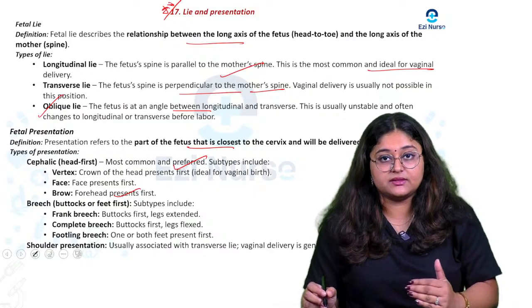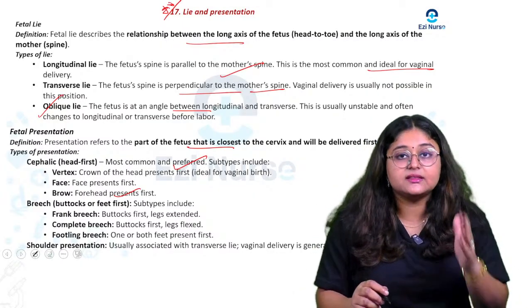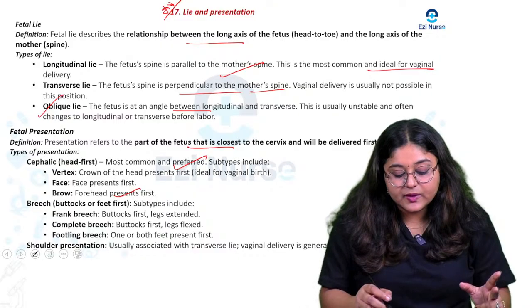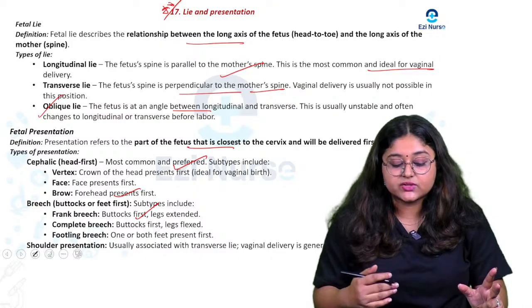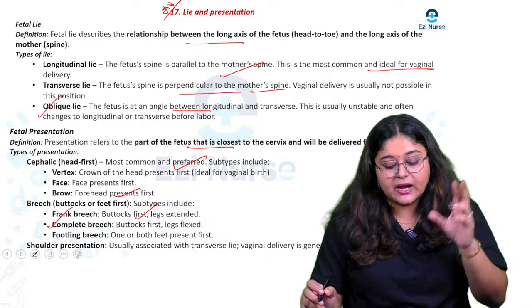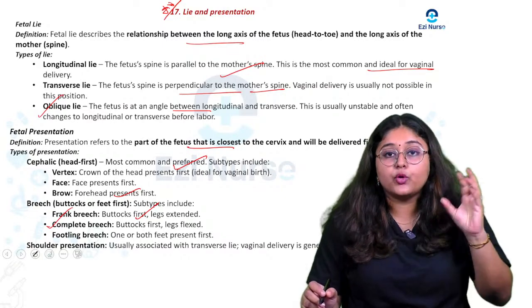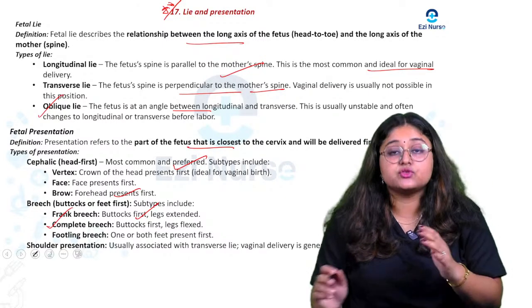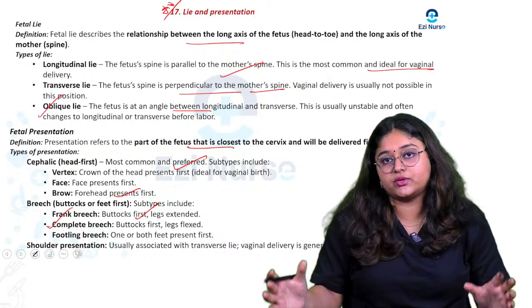Now come to breech presentation, or buttocks presentation. There are 3 types. Frank breech means buttocks first, with legs extended. Next is complete breech, where the buttocks are first, then the legs, and both are flexed. Next is footling breech, when one or both feet come out through the vagina.